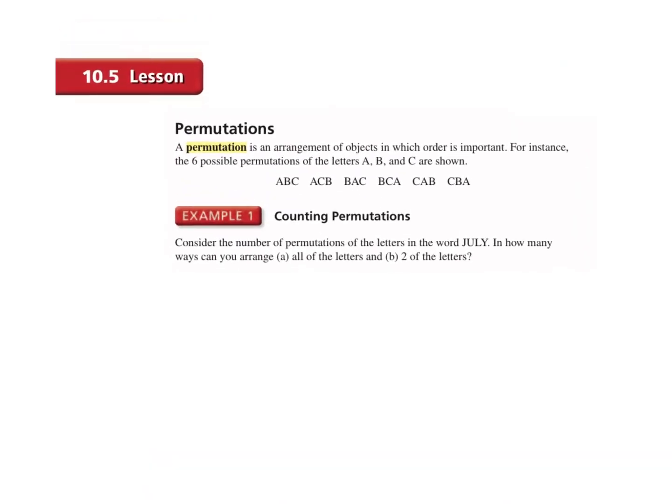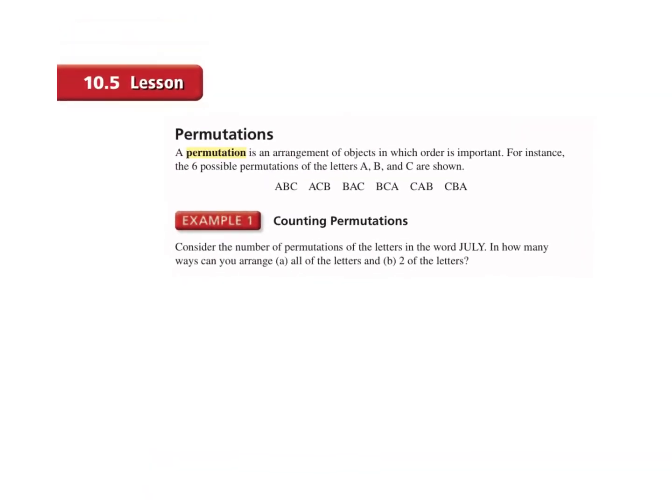So 10.5 is all about more probability stuff, more specifically permutations and combinations. The difference between the two is that in permutations, the order matters. A permutation is an arrangement of objects in which the order is important. For instance, the 6 possible permutations of the letters A, B, and C are shown.